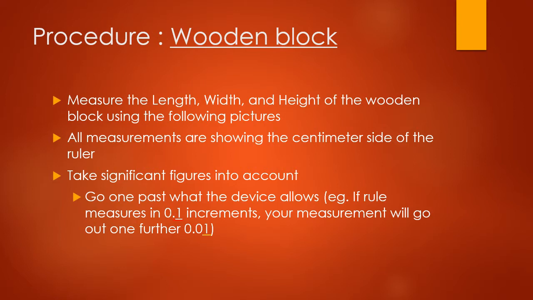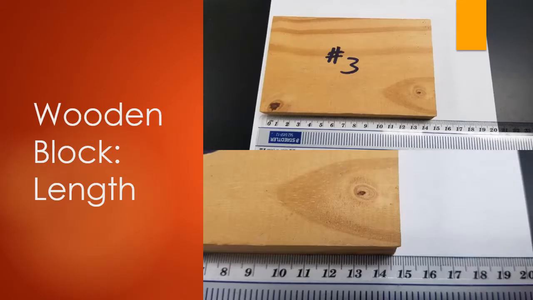Let's take a look at the wooden block that we're measuring. First we're going to take the measurements of the length of the wooden block. In the top picture you can see the number 3 block that we are measuring, and we're first going to measure the length, the long side of it. In the picture below you can see a close-up of that measurement. This is the centimeter side of the ruler. When you are filling in the length in your lab manual, make sure you are putting centimeters after it.